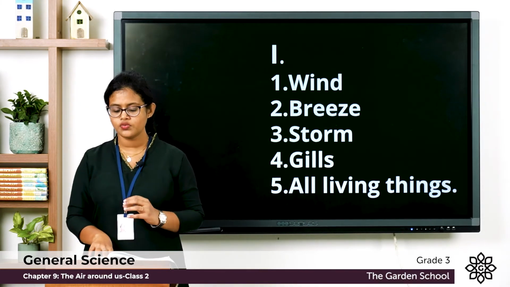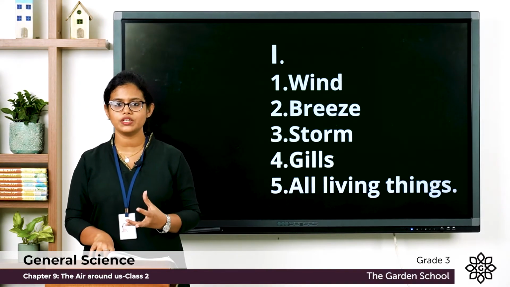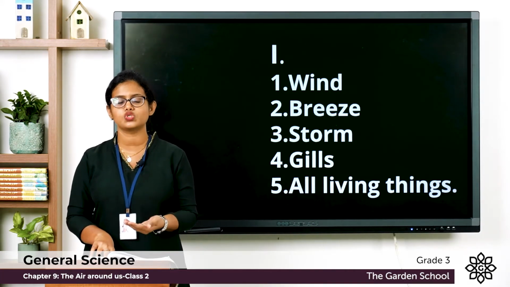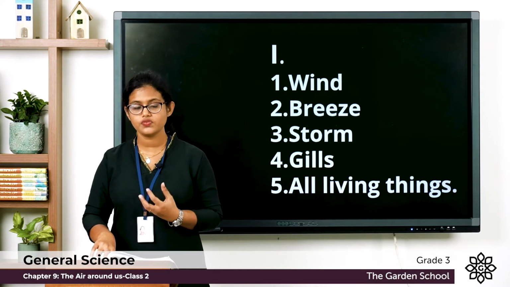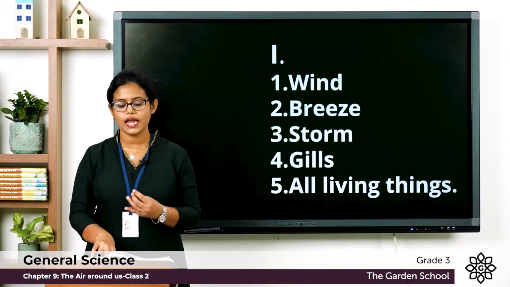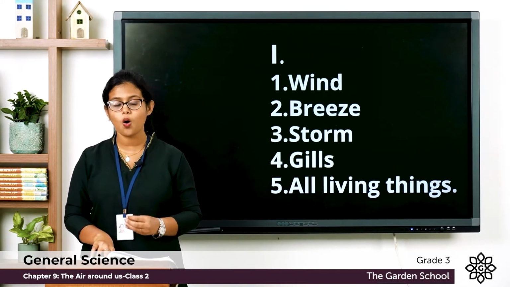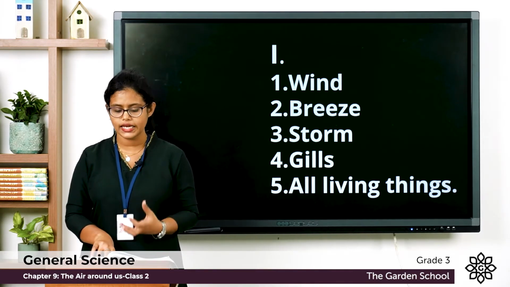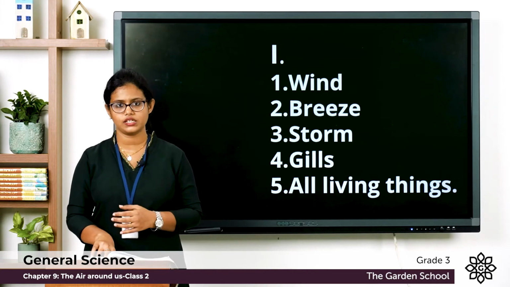Fourth one, fish breathe through. How do they breathe? They breathe through their gills and they take in oxygen which is dissolved in water. Fifth one, polluted air harms all living things, plants, animals, human beings. So it harms all living things.